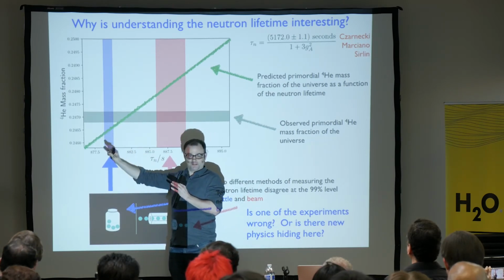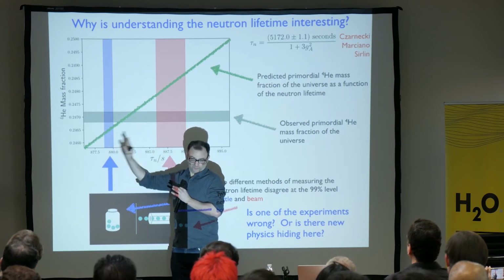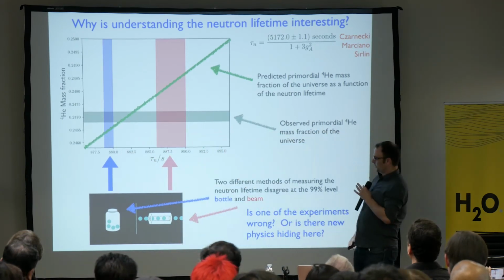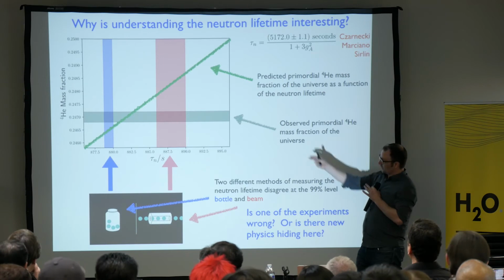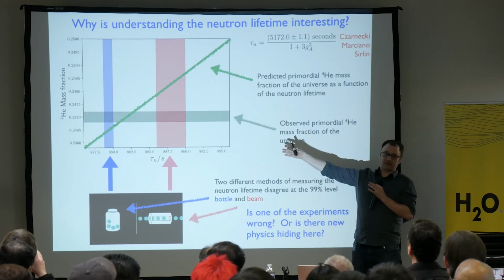So if you remember any statistics, that's a 99% probability these cannot be right. Both of them cannot be right. They're in conflict with each other. And so what we'd like to ask is, is one of these experiments incorrect? Is there new physics hiding in here?